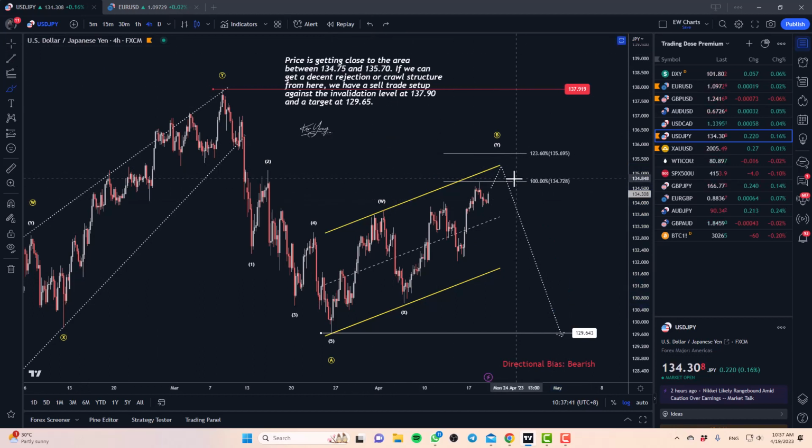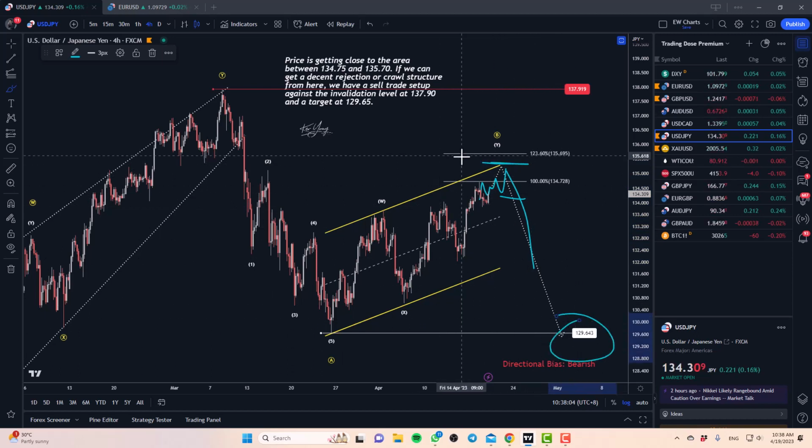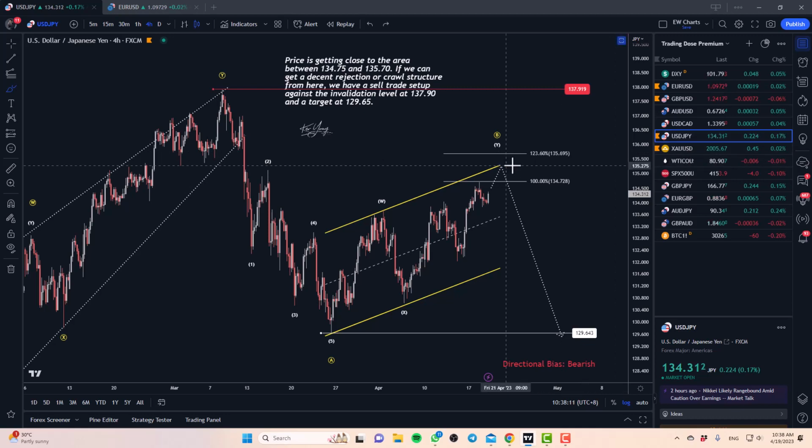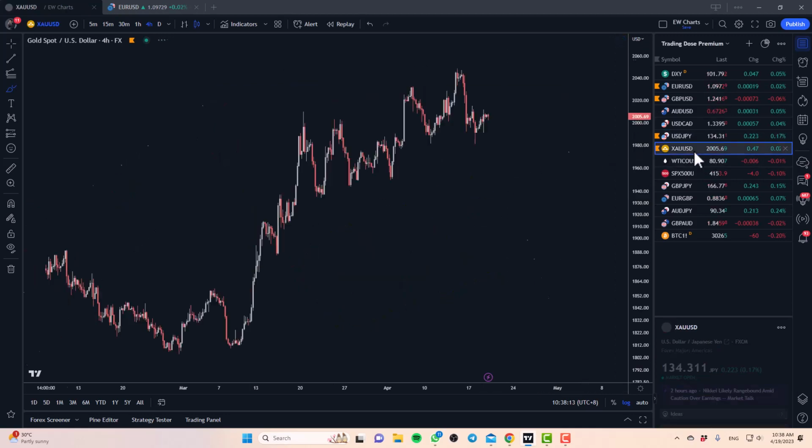So you can either look for, of course, a pending entry sell area around the zone against an invalidation over here at this recent top, or you can wait for a crawl structure to develop and then trade the breakout point. If you're trading the breakout point with the crawl structure, then of course your invalidation would just be the recent high of the crawl structure, right? And then the target is going to be the same, around 129.65. So that's on dollar yen, one of the clearer setups to keep an eye on.